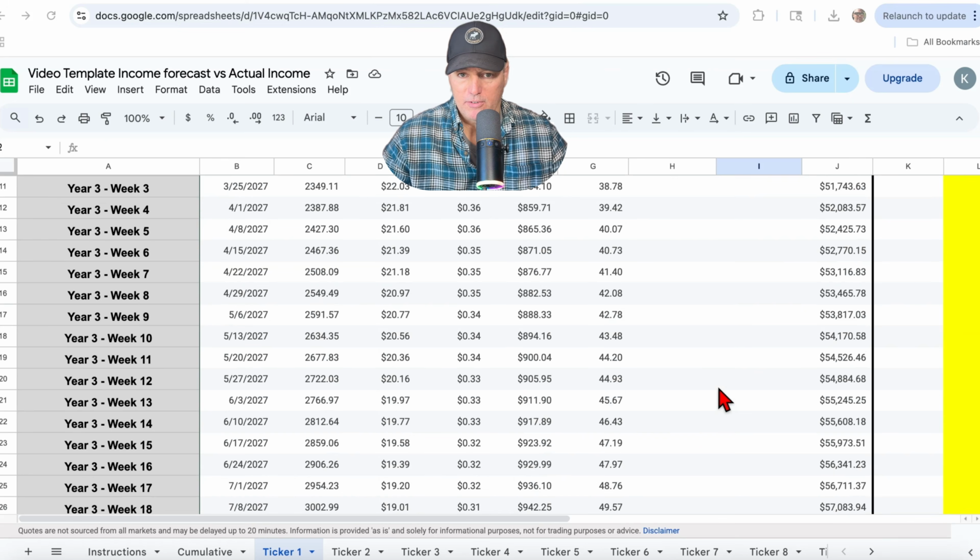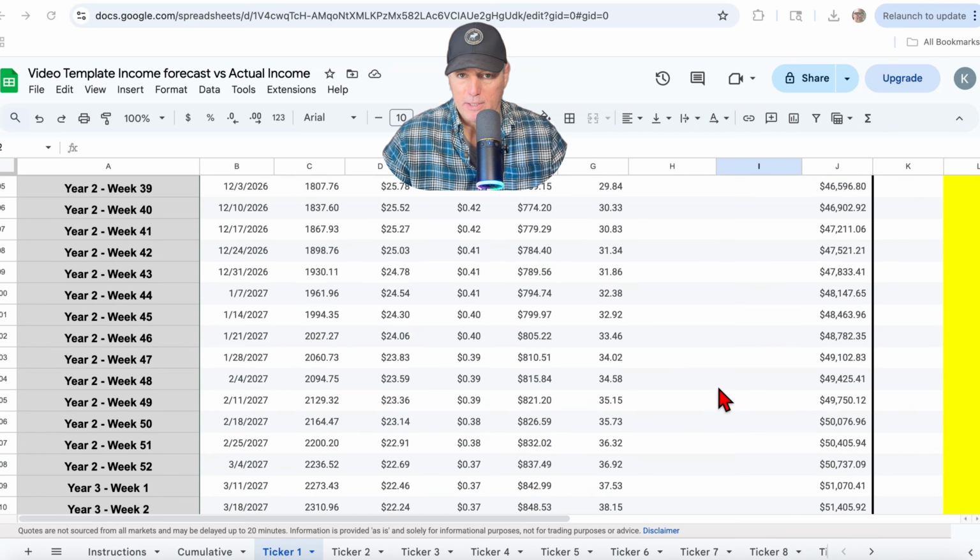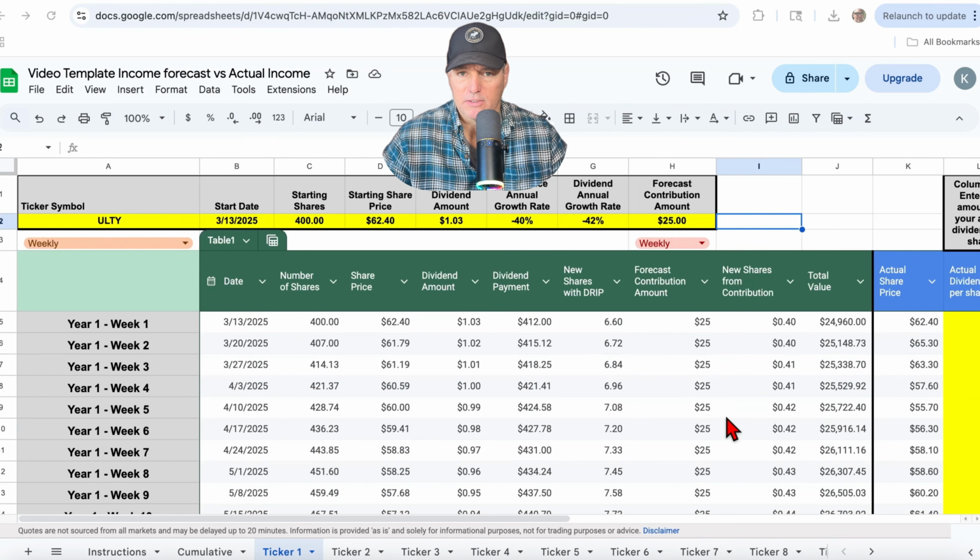And you could follow this down, and it goes up to 20 years, 30 years, I think it is. It depends if you do weekly or monthly. So you can follow that down and see where it would be down the road. So that is tracking the forecast based on these yellow cells that you're filling in. So you fill in these yellow cells here. You choose whether it's weekly distribution. You select whether it's a weekly or monthly contribution that you're forecasting.